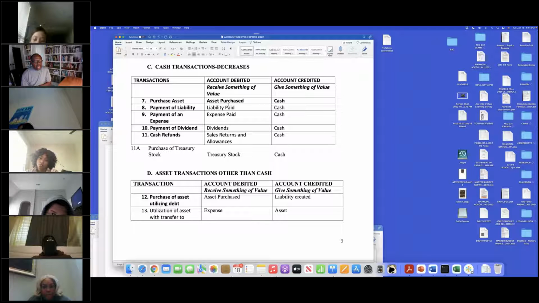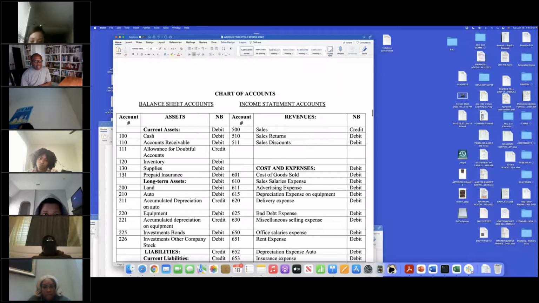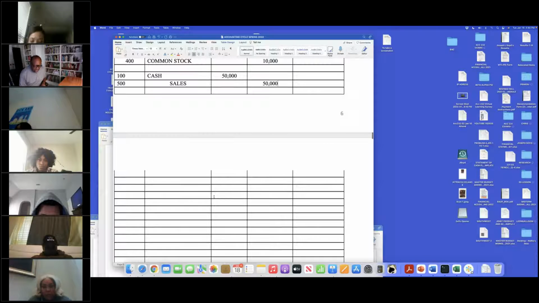We go in here and we see that the account number for supplies is 130. So for this $1,000 purchase of supplies, our type is 7. So supplies is 130. So we're going to debit supplies. And we're going to credit cash.